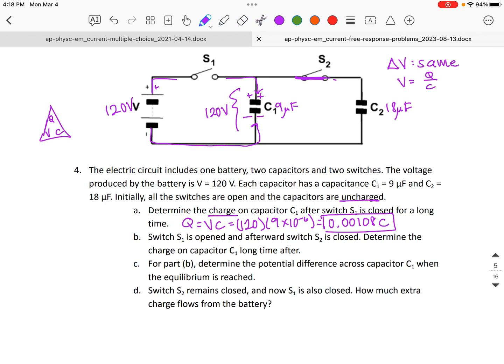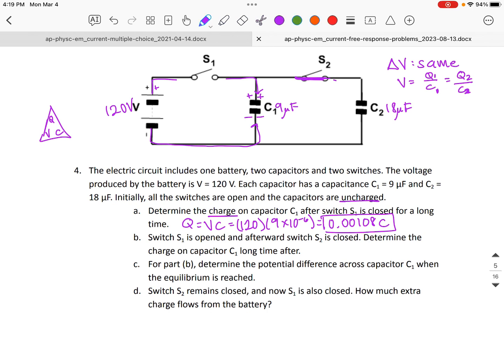So if my charge on capacitor 1 is Q1, and my charge on capacitor 2 is Q2, then Q1 over C1 and Q2 over C2 are equal to each other because the voltage drop is the same. Now we can't make the assumption that the voltage drop is 120. It definitely isn't, because it's no longer attached to the battery.